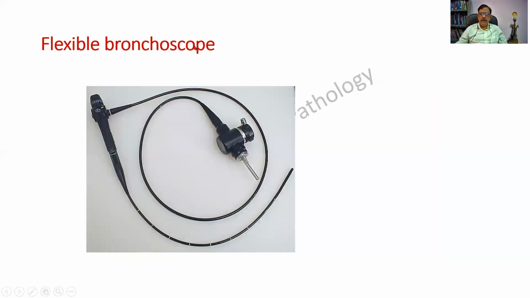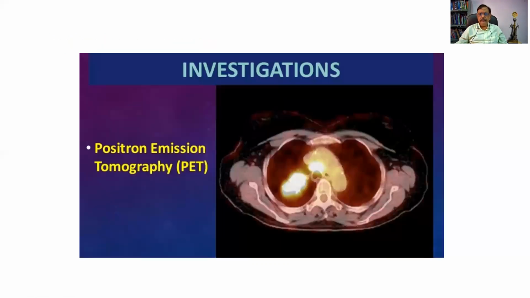This is an instrument called the flexible bronchoscope. After all, the tumor can occur in the apex of the lung. When you go through the trachea and the bronchus, through this instrument, you can reach any particular site of the lung to view the picture of the tumor as well as take a biopsy. Flexible bronchoscope. And a PET scan, a positron emission tomography, which is used for localizing the tumors. A sharp demarcation can be made out.